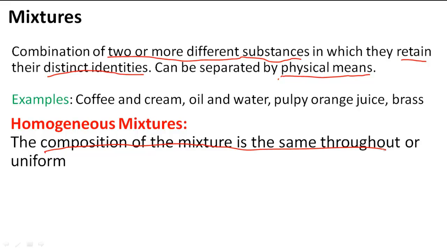So it's uniform. That means you can't really tell the difference between all the different substances that are in it. So you cannot tell which part is coffee, which part is cream, let's say, for example. So coffee and cream would go in this category. And also brass would go in this category because brass is actually a mixture of copper and zinc, two separate elements. So copper and zinc, when they are combined, they form brass. But you can't really tell which part is copper and which part is zinc.